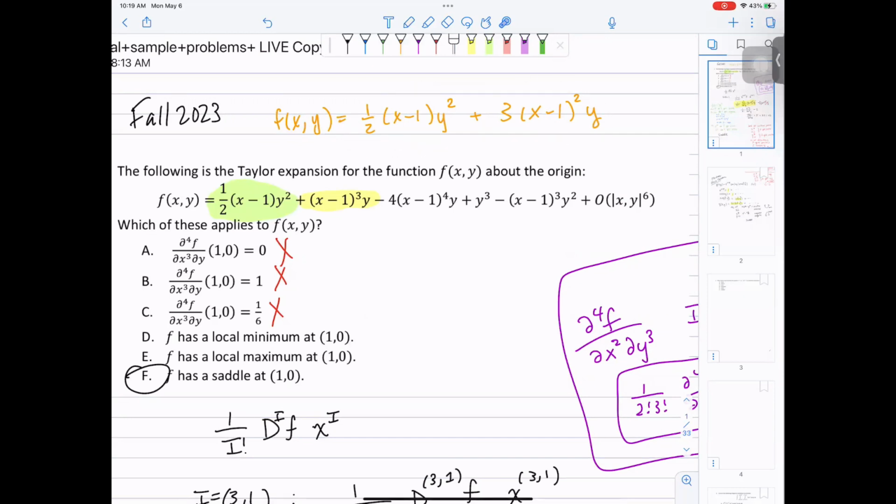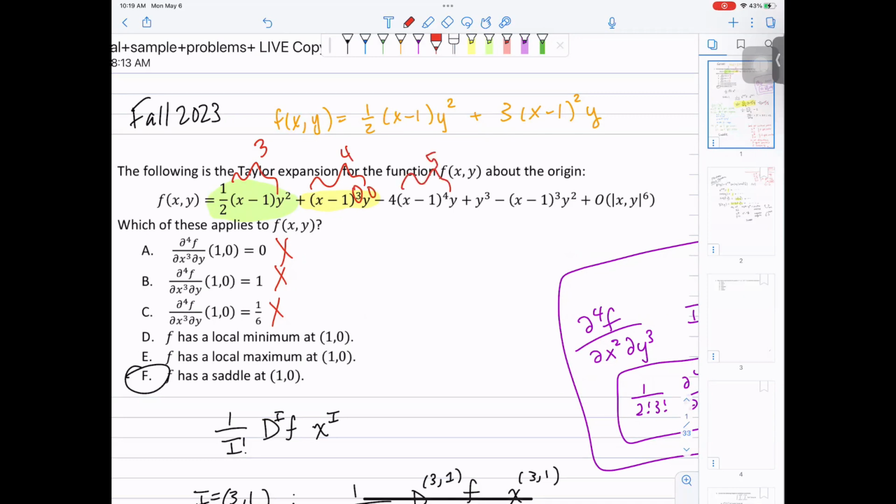Is the lowest degree term the term that has the least number of powers? Yeah, the least number of powers. You add up the powers. This is degree 3. This is degree 4 because 3 plus 1. This is degree 5, and so on.